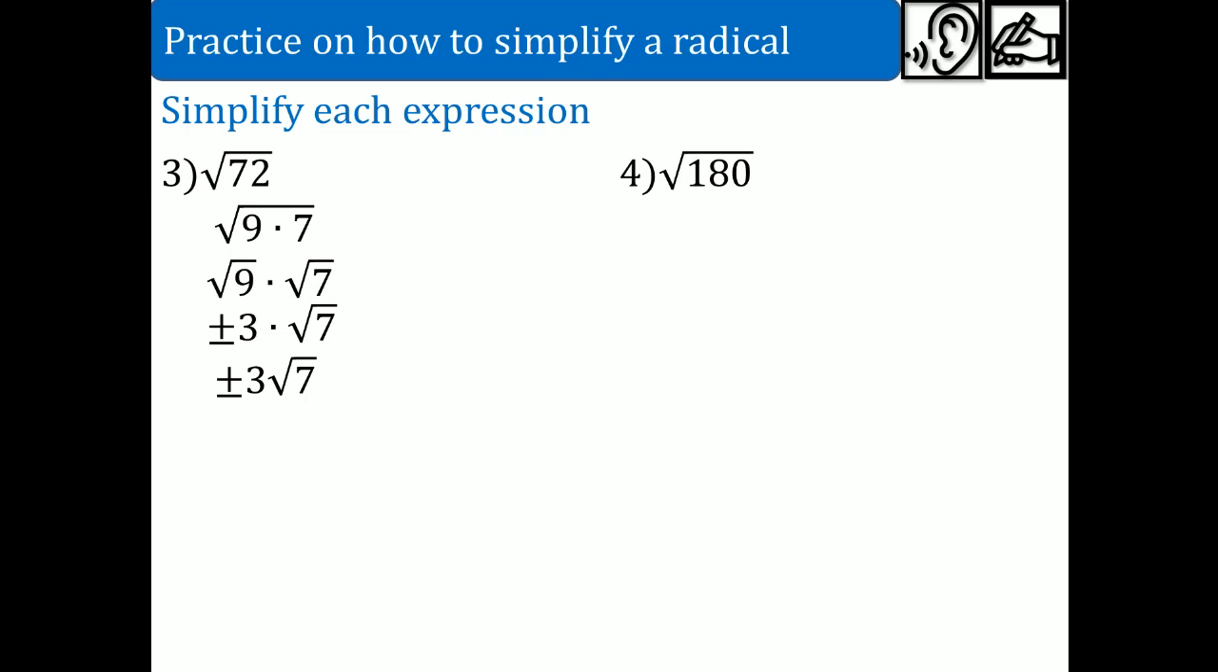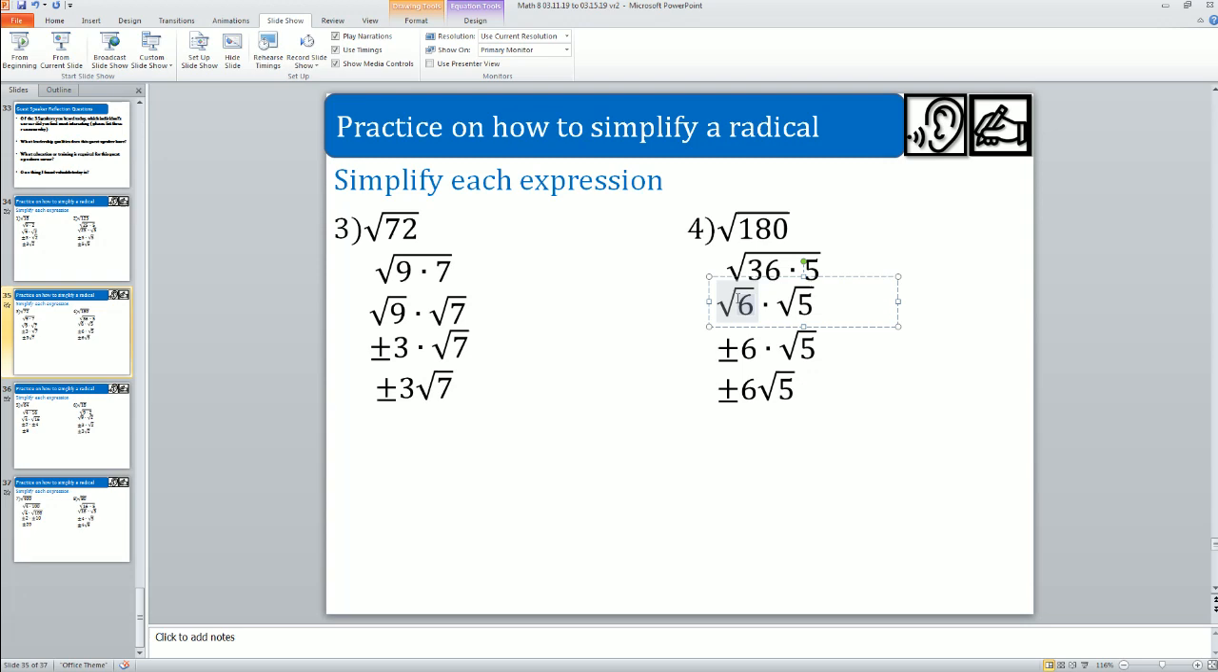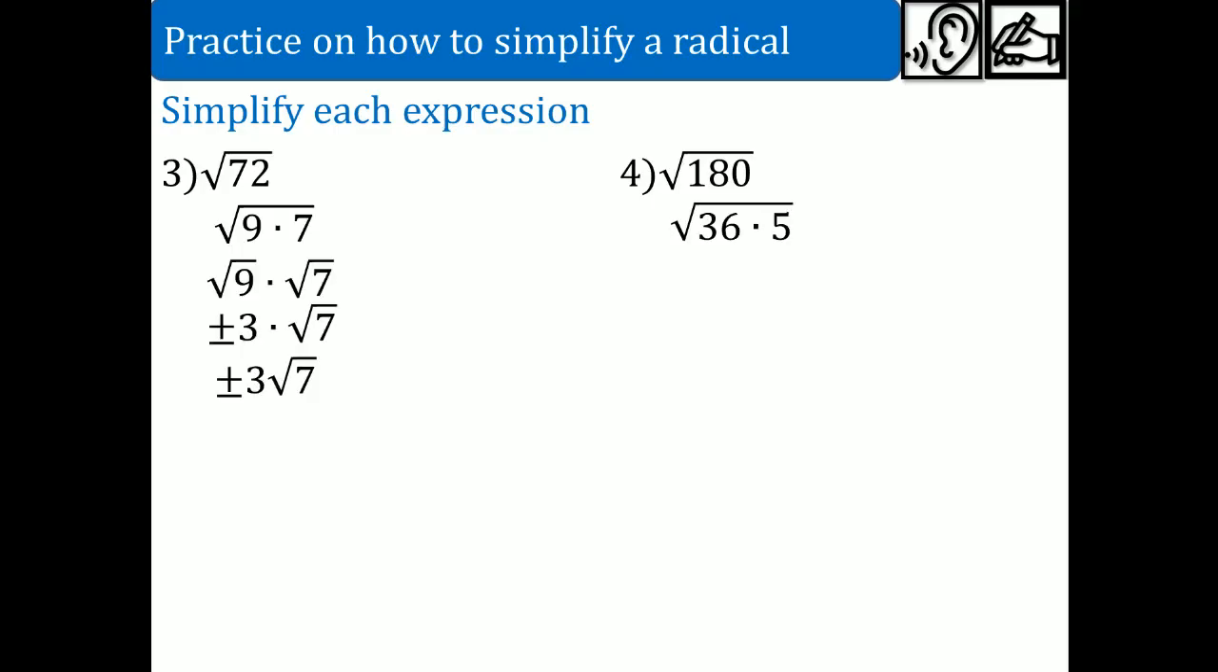Next one, we get the square root of 180, right? It looks like the largest square here would be 36 times 5. Okay, 36 times 5 is 180. So we split those. Ooh, this is wrong. That should be 360. 36. Sorry about that.